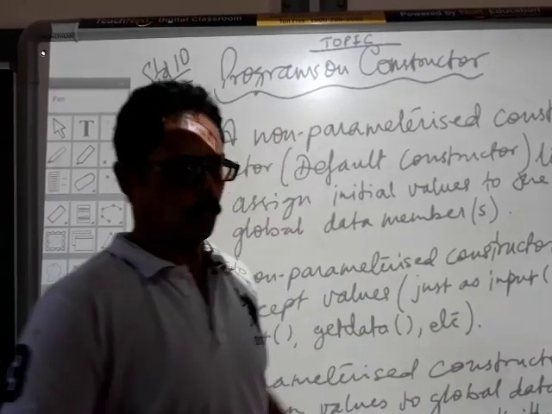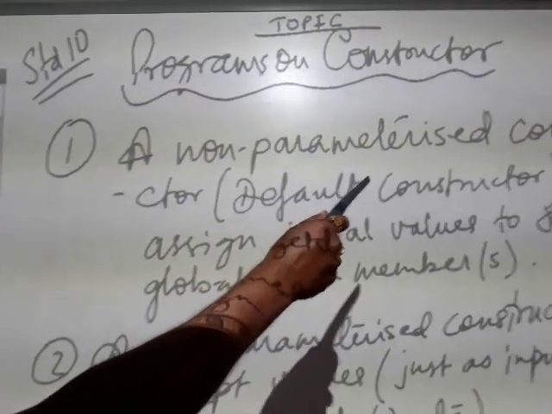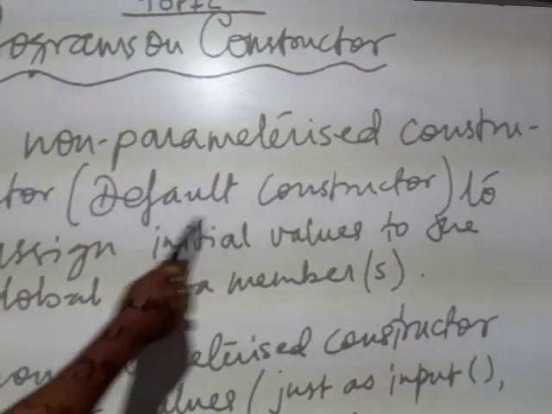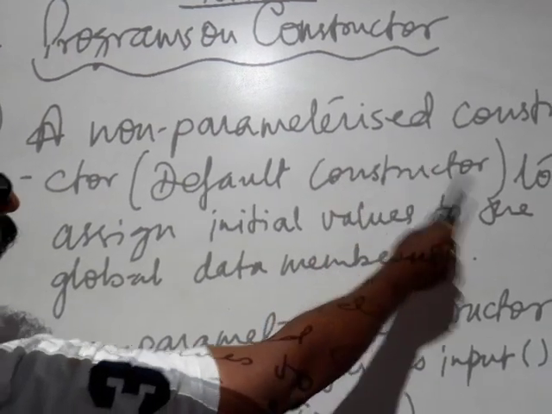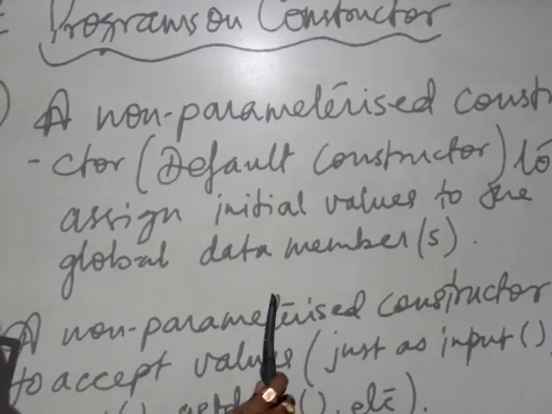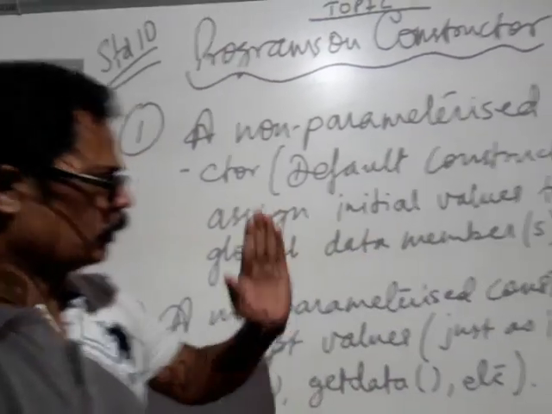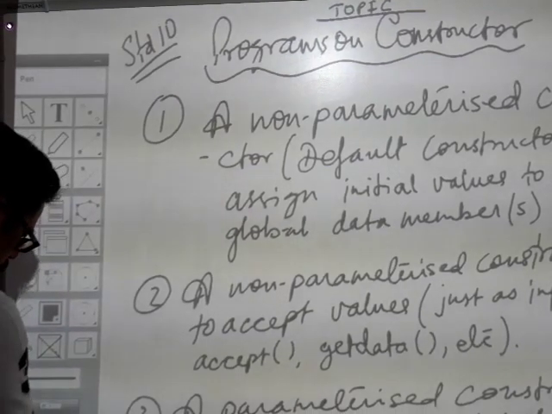Let us see the first one. The first one is a non-parameterized constructor, that is a default constructor, or it can be any non-parameterized constructor, to assign initial values to the global data member or members. So based on this particular topic, we are going to have a program. Well, let's see the program here.